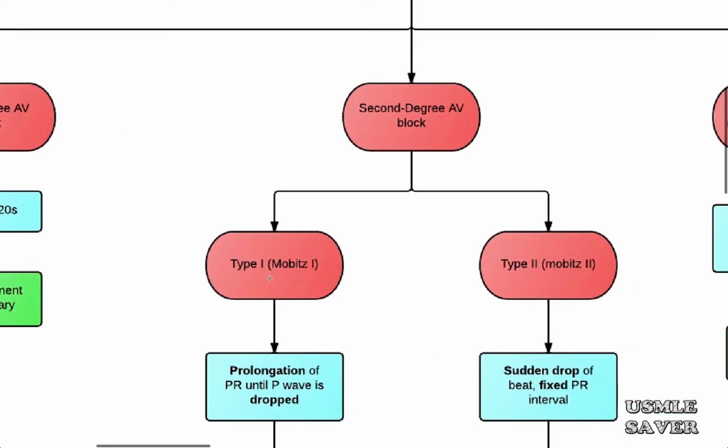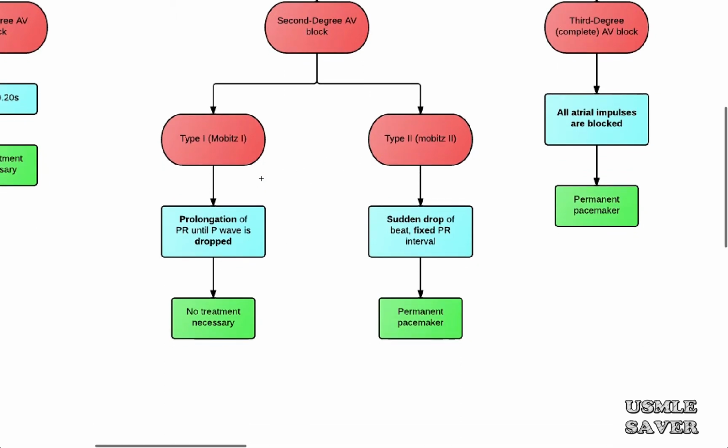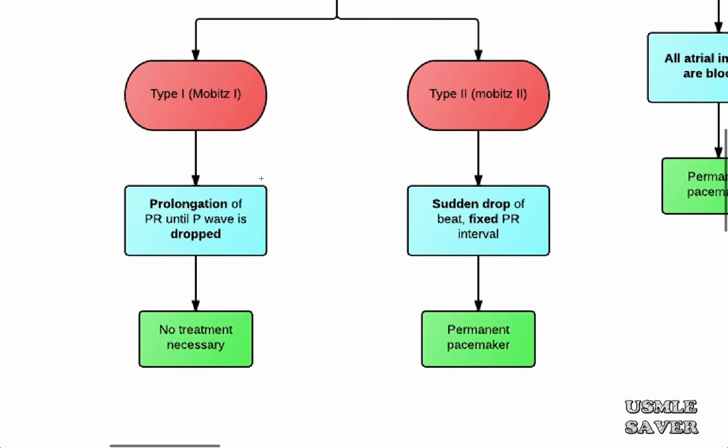Second degree block divides into two types, type 1 and type 2. What is the main difference between these two? EKG findings and management. Type 1 has prolonged PR until P wave is dropped. In type 2, PR interval is fixed and there is a sudden drop of beat without any PR prolongation.